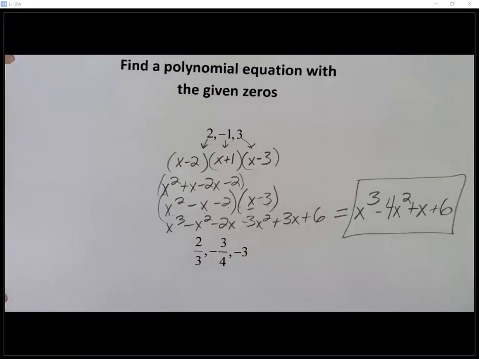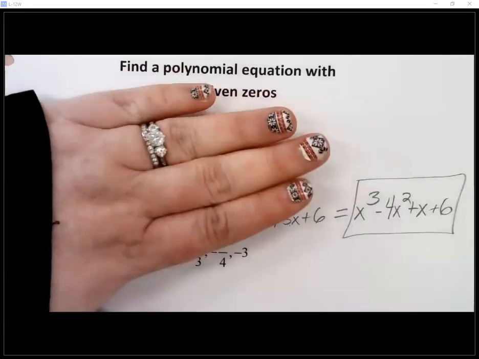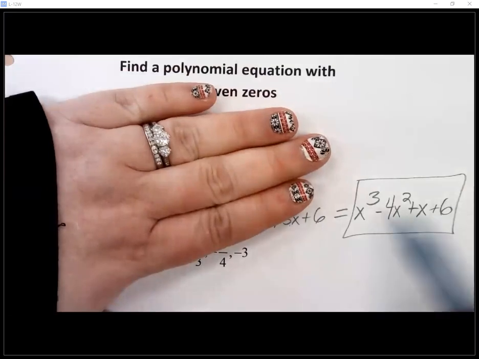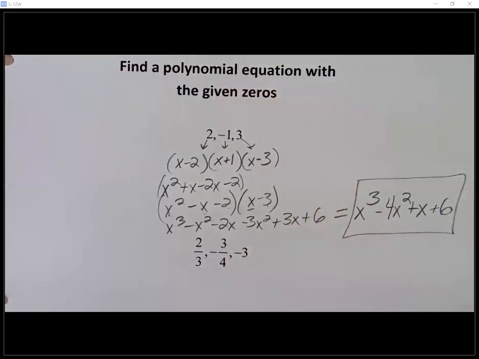Pretend I didn't know what those zeros were. How many zeros should there be if that's my answer? Jake? 3. There should be 3. I look back, okay, there's 3. You could certainly plug them in and make sure that you really do get 0.